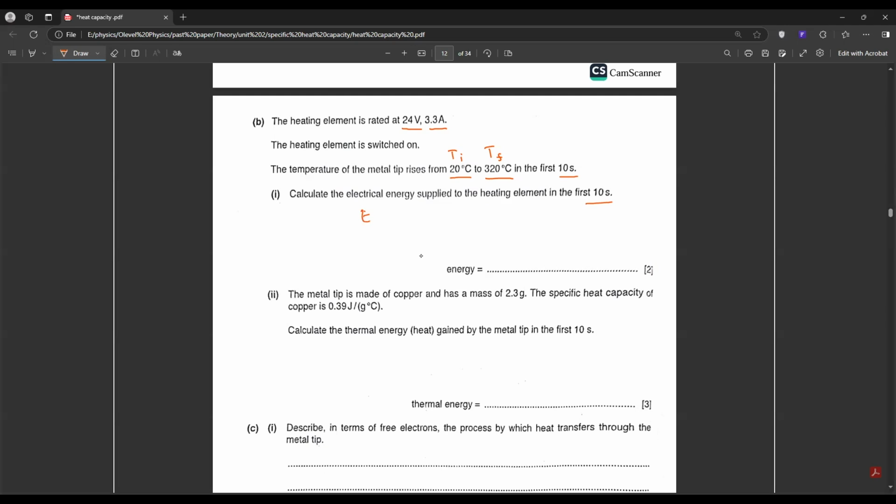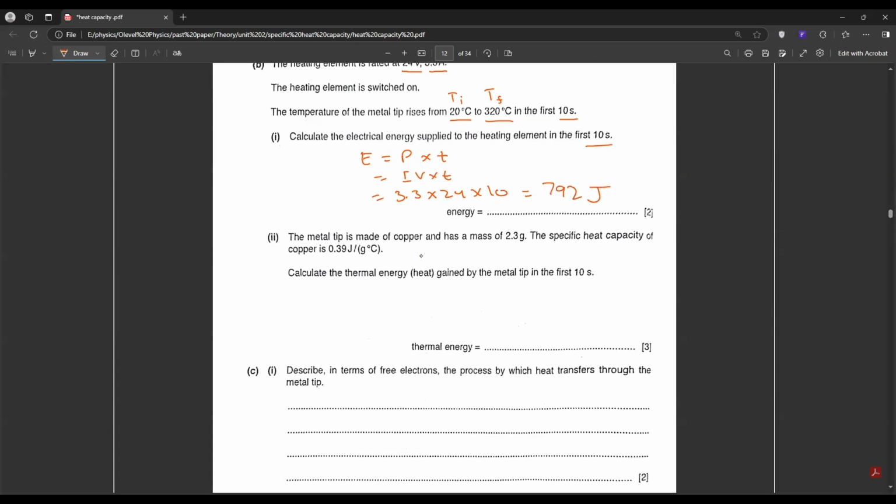Okay. So energy is equal to what? Power into time. How will you calculate power? IV into time. What is your current? 3.3. What is your voltage? 24. What is your time? 10. Can you calculate the answer? 3.3 into 24 into 10. This comes out to be 792 joules. Let's move on to part 2.